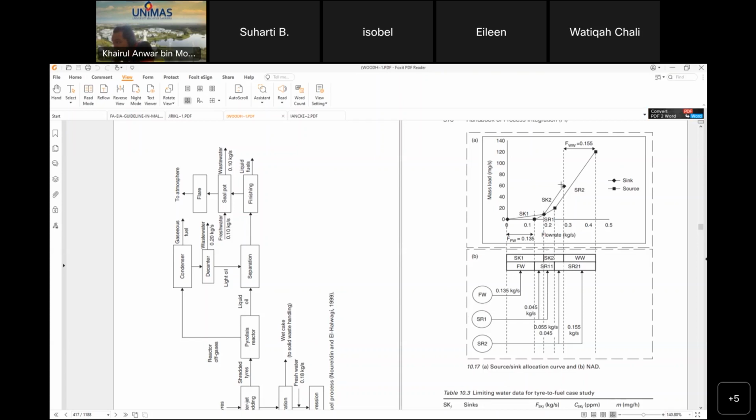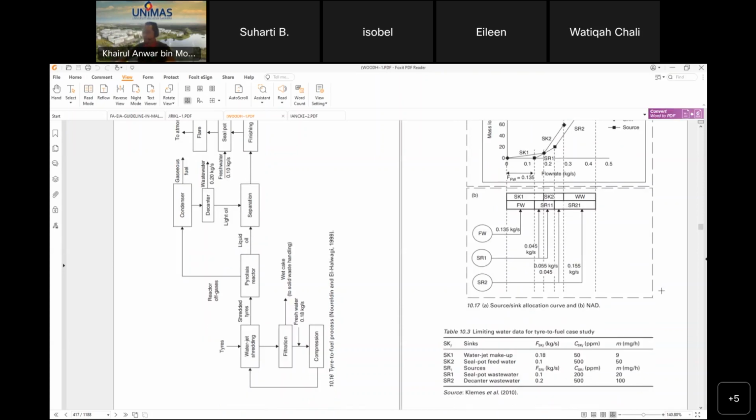For SK2, sink 2, it's the remainder of source 1 and partial of source 2. So source 1 is 0.055 kilogram per second, while source 2 is 0.045 kilogram per second. And the remainder of source 2 is wastewater.